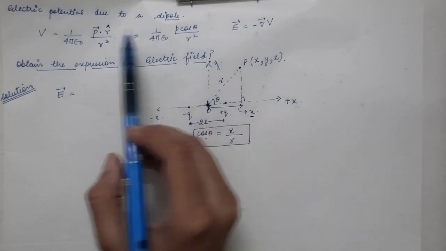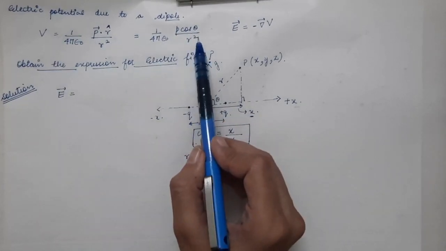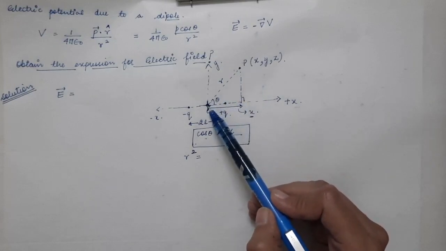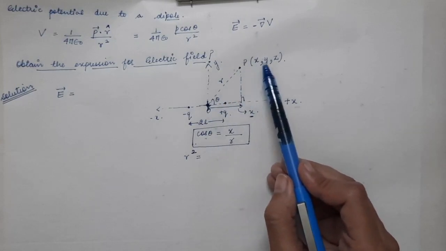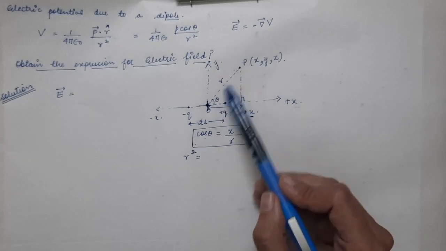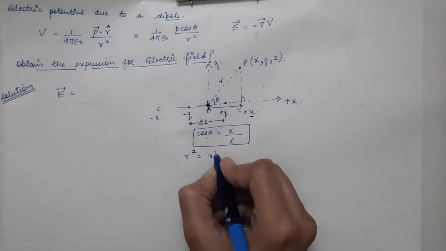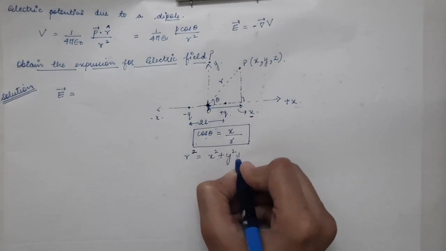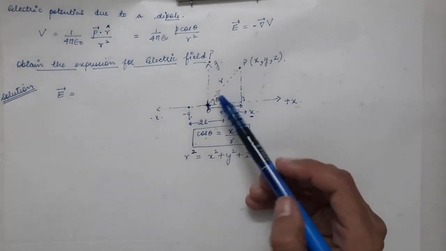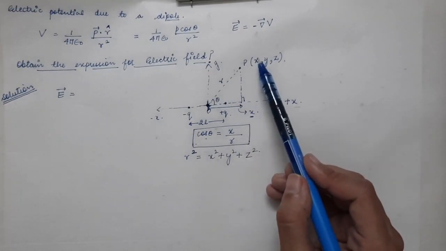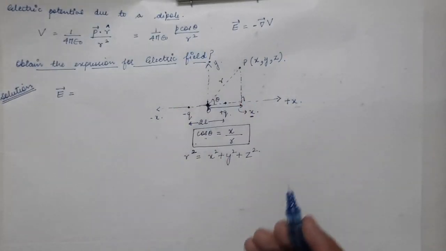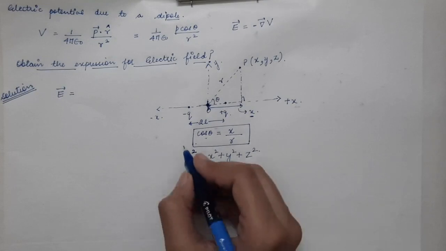As well as in this expression of potential we have r square. Now r is the distance of this point from the origin of the coordinate system. So this point is given by x, y, z. Now what will be r square? So r square from this case will be equal to x square plus y square plus z square. So using the geometry, we can find r square will be equal to x square plus y square plus z square. So we need r square from this expression.